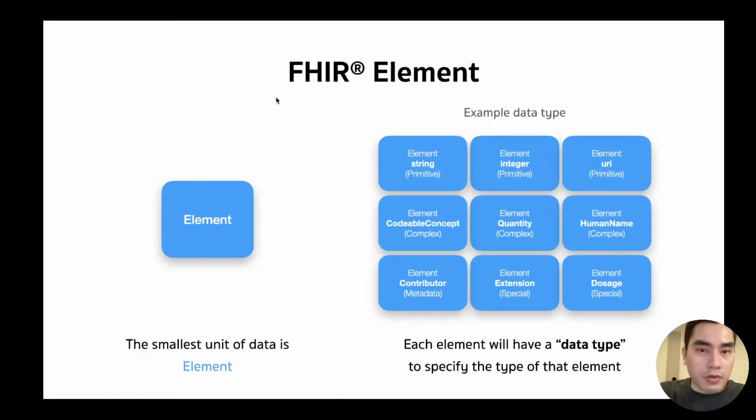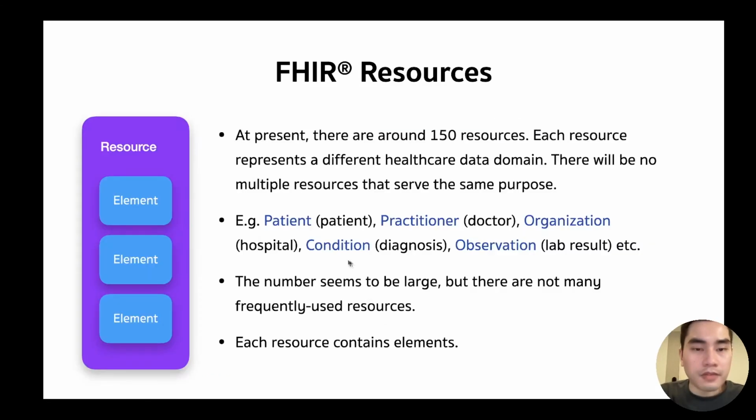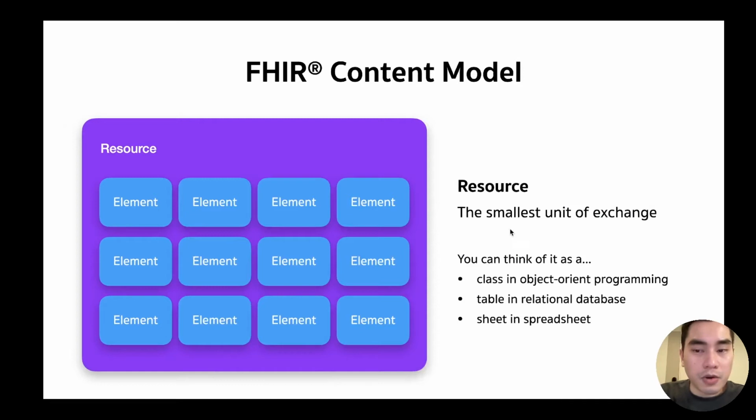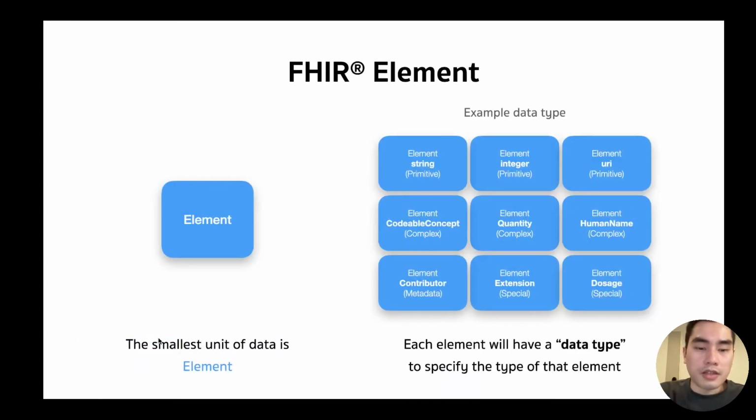Now we look at the FHIR element. A FHIR element is the smallest unit of data. A FHIR resource is the smallest unit of exchange. Element, the smallest unit of data. Each element will have a data type to specify the type of that element. Here are some example data types. We can group them into mainly two groups, the primitive data types and the complex data types.